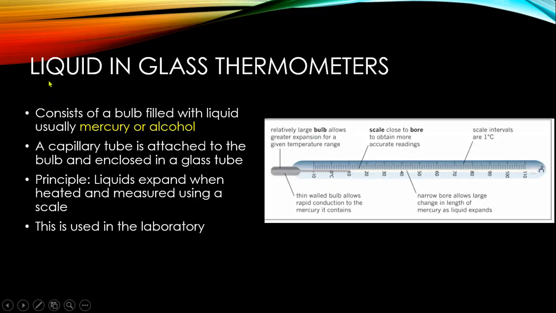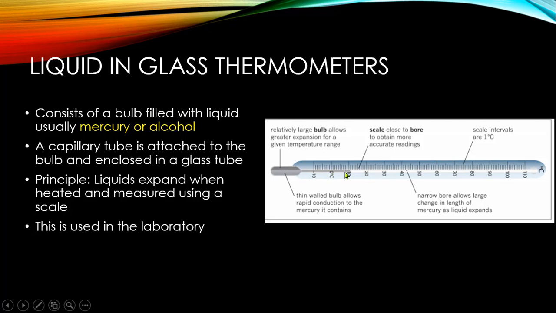So the first one is liquid and glass thermometers. These are more popularly used in the labs, such as at school, right? So it consists of a bulb filled with liquid, usually mercury or alcohol. And I'm sure you know this already. So this is the bulb, and it's filled with the expanding liquid inside here. A capillary tube is attached to the bulb and enclosed in a glass tube. So when the liquid in the bulb expands, it goes into the capillary tube.